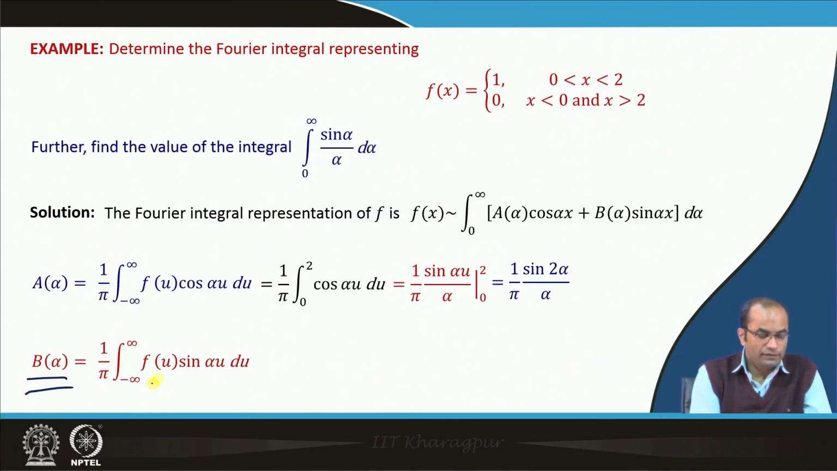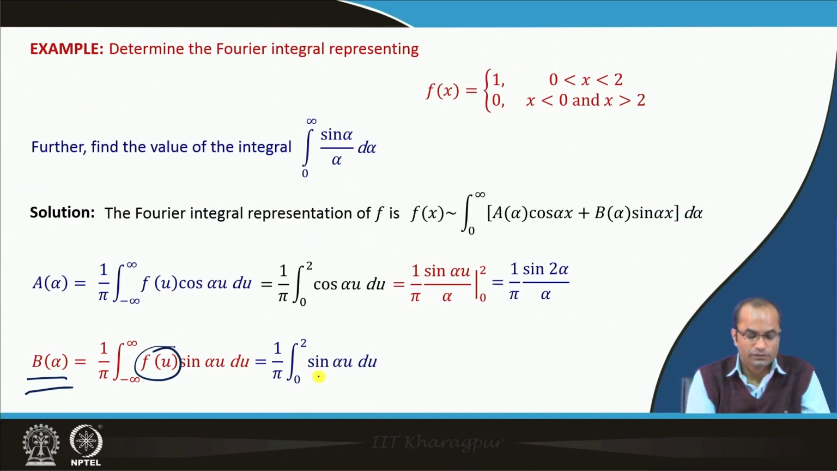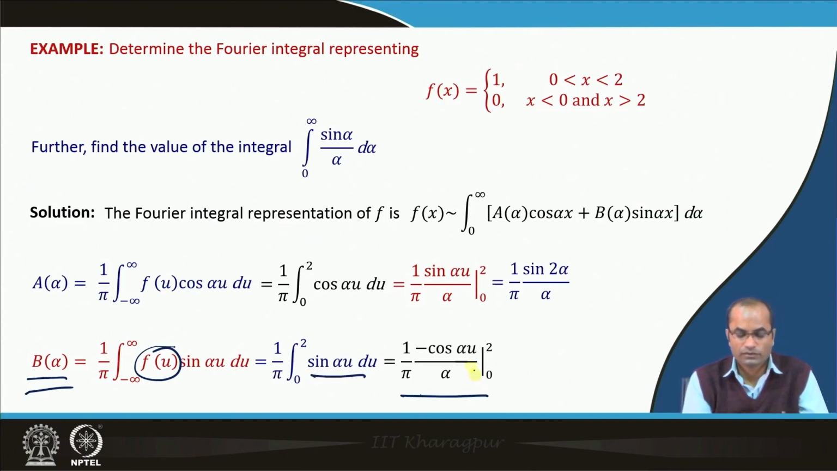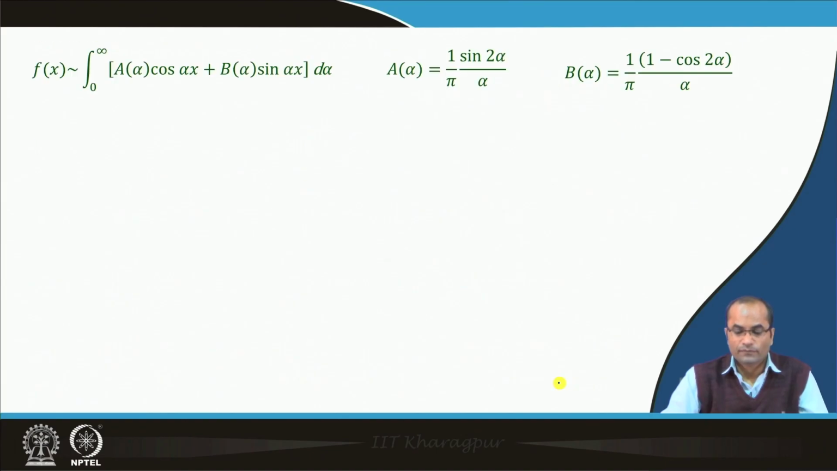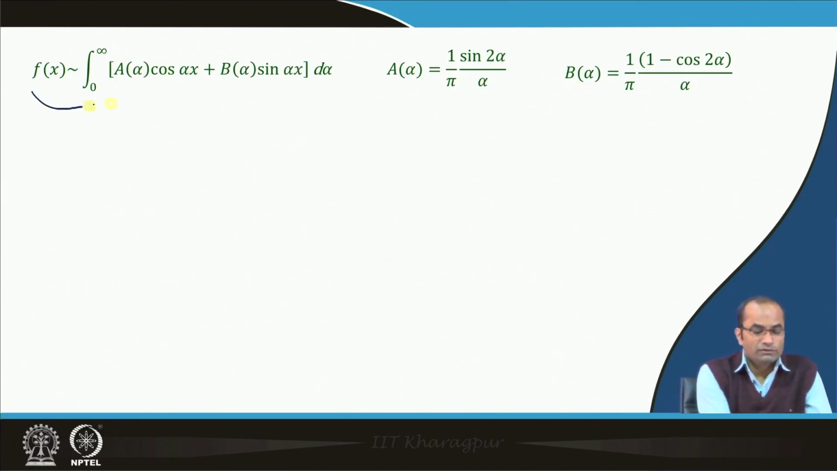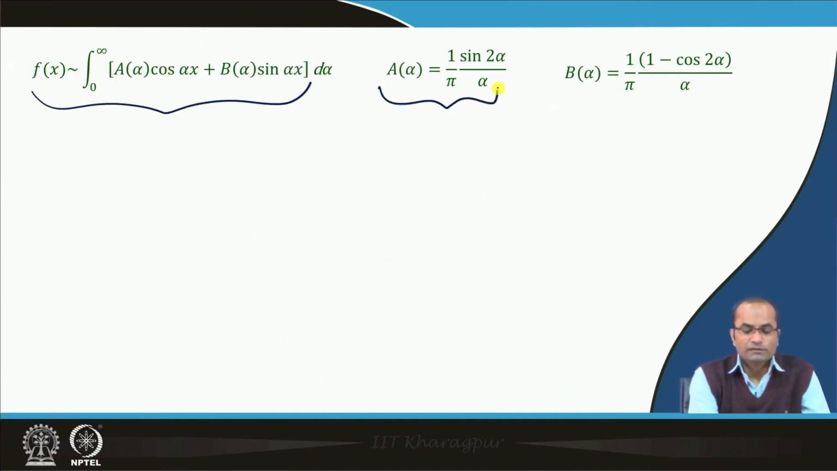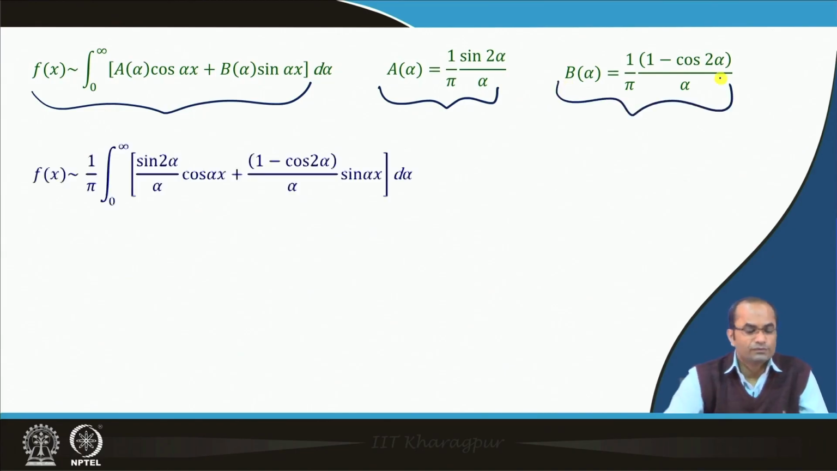Second, for b alpha, again we can use this function to have sine, then again cos, and then we can find this value as 1 minus cos 2 alpha over alpha, times 1 over pi. So, this was the Fourier integral representation. We have computed a alpha, we have computed b alpha.